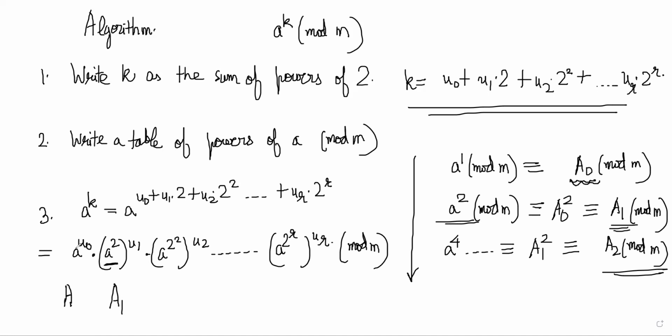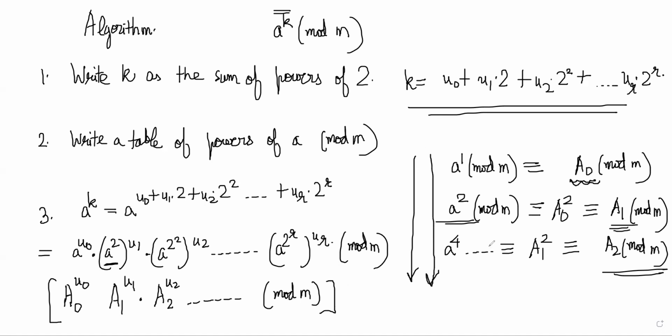So this is A power 1 power u0. A power 1 was A0, so A0 power u0. Here you have to do A1 power u1 and here you have to do A2 power u2 and so on. And finally take mod m, right? So the method is pretty simple. Write the power k in terms of powers of 2. Find the successive squares of A mod m and then use those results after splitting A power k in this fashion, right? We have already seen an example where it worked, so you should apply that.